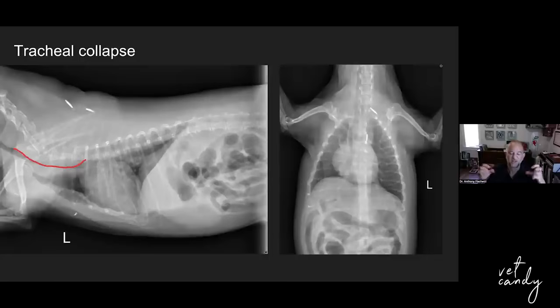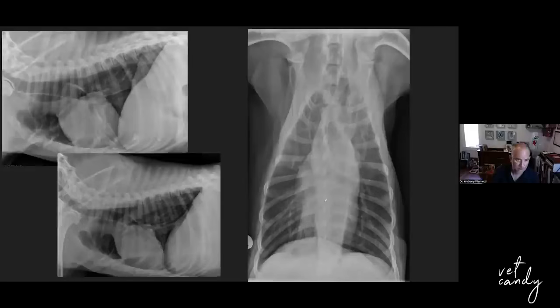That's because the trachea is no longer a rigid cartilaginous structure. It's totally flopped like a sock. So that dorsal tracheal membrane is even more prominent and it's attenuating. It's really hard to see on the VD view. I don't think I'd ever be able to call it on the VD. Okay. Onward.